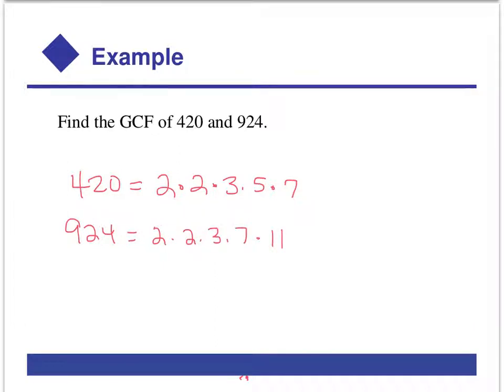Now we're just going to go through and see what's the same, so we're going to draw lines. We have one pair of 2's, another pair of 2's, a pair of 3's, and a pair of 7's. So the GCF is going to equal 2 times 2 times 3 times 7. When you multiply all that out, you get 84.